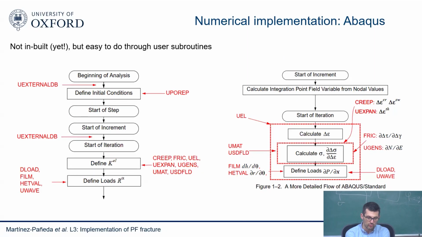And there are various approaches. I think at the same time as others, I implemented it first with a user element subroutine, but now you can do it with a UMAT subroutine, which is much easier. And this is what I will discuss today, because a UMAT is at the integration point level, so it's very easy. But let me bring you a bit up to speed on Abaqus subroutines.